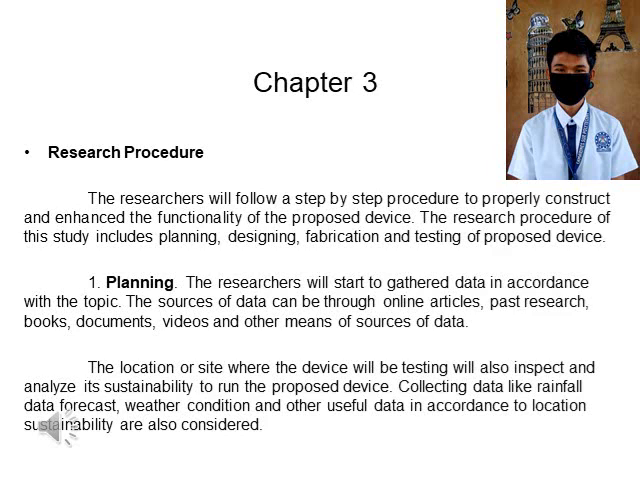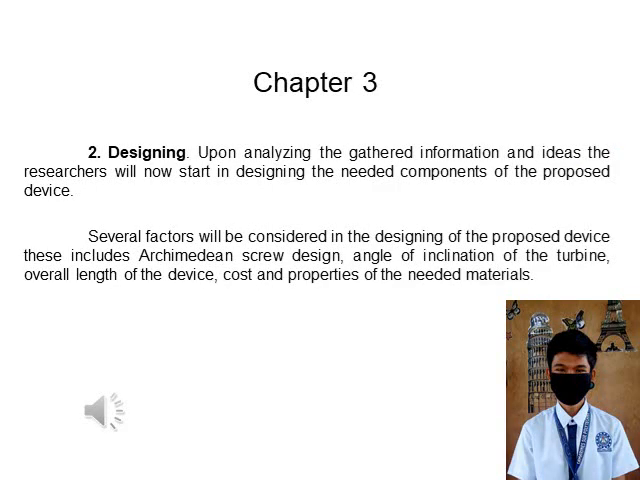Number 1. Planning. The researchers will start to gather data in accordance with the topic. The sources of data can be online articles, past research, books, documents, videos, and other sources of data. The location where the device will be tested will also be inspected and analyzed for its sustainability to run the proposed device. Collecting data like rainfall forecast, weather condition, and other useful data in accordance with the location's sustainability are also considered. Number 2. Designing.